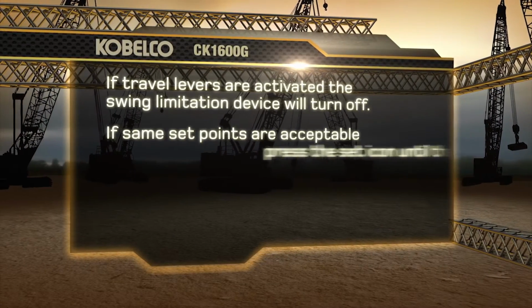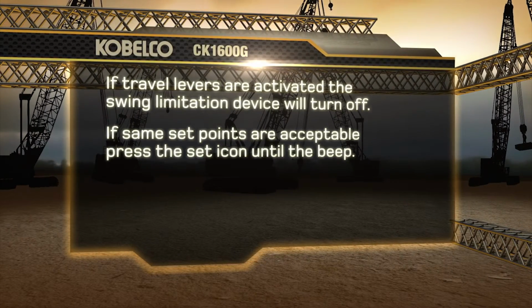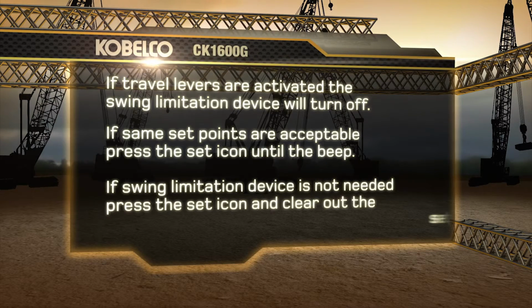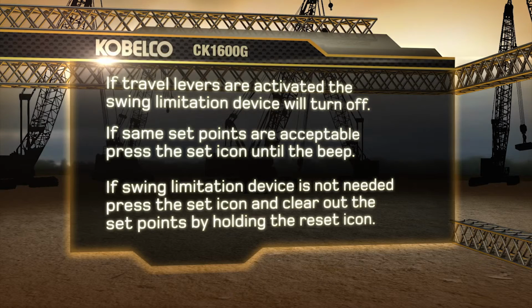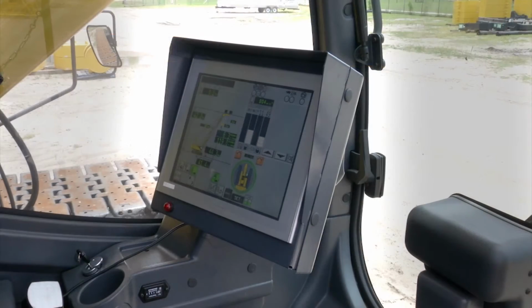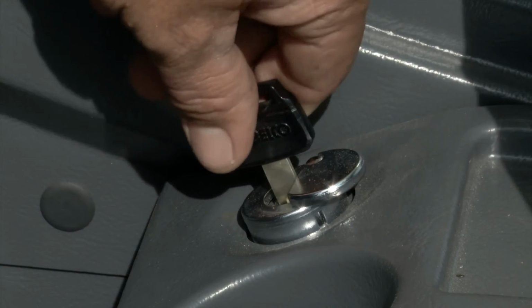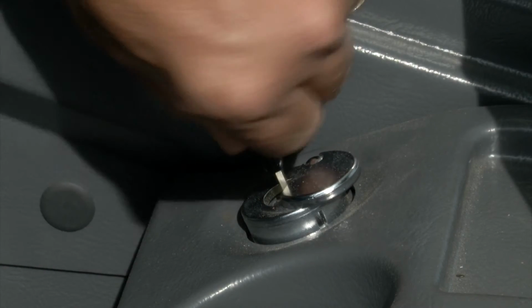If the same set points are acceptable, press the set icon until the beep. If the swing limitation device is not needed, press the set icon and clear out the set points by holding the reset icon. Now we'll demonstrate the load safety device during startup. Turn the ignition key to the on position and allow the monitor to power up.